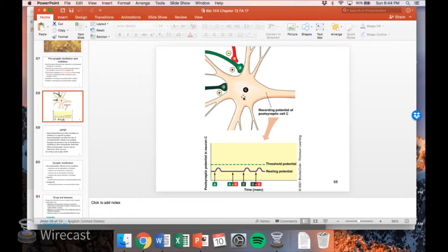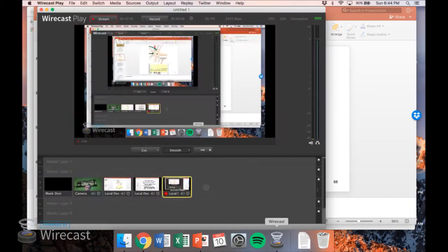And again, all of that is going to affect the grand postsynaptic potential of the neuron. Okay, and that's presynaptic facilitation and inhibition.